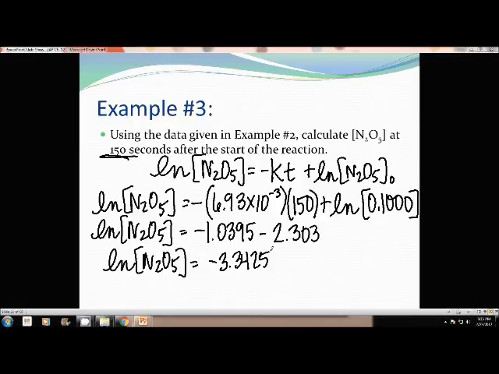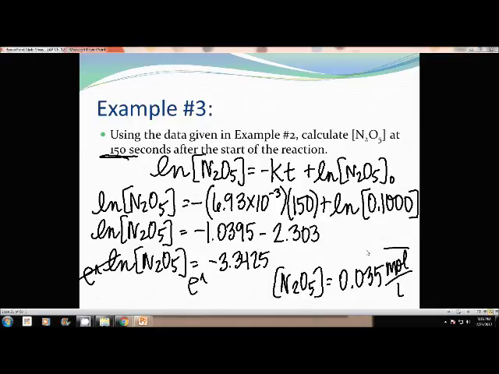And the inverse of the natural log is the e to the x function. So I'm going to take the e to the x to that side, so that goes away. And then I just have to take e to that power. And so then that tells us that the concentration of the N2O5 is going to be 0.035. And it's moles per liter in the table for the concentration, or you can put molar. Either one works. Okay? So that's another way to use the integrated rate law.